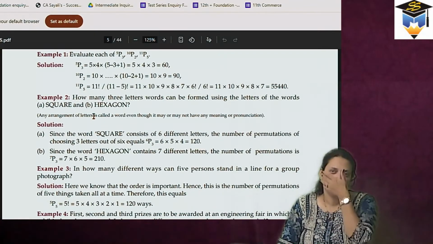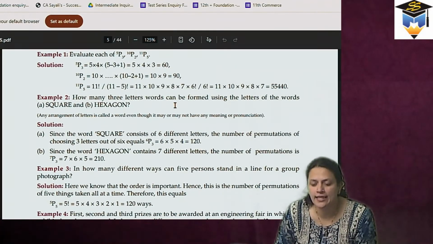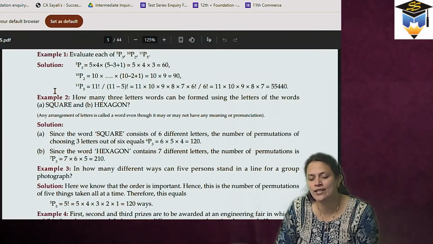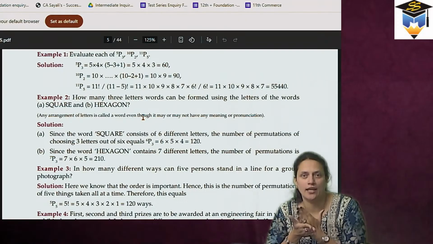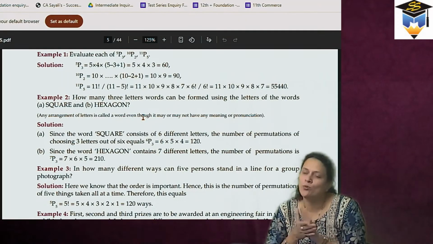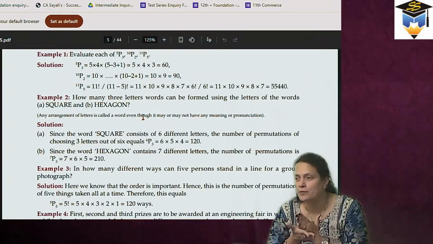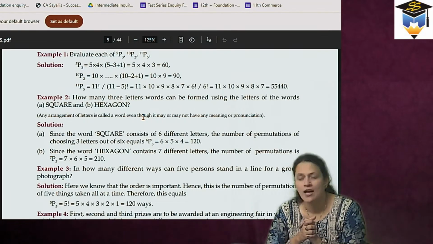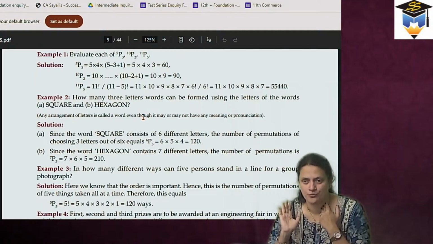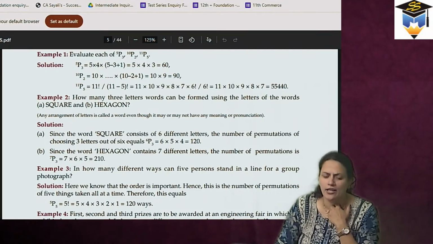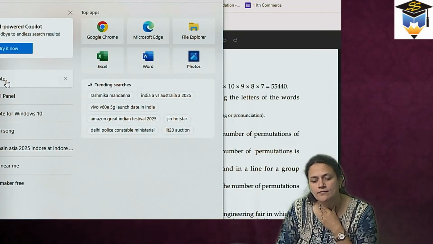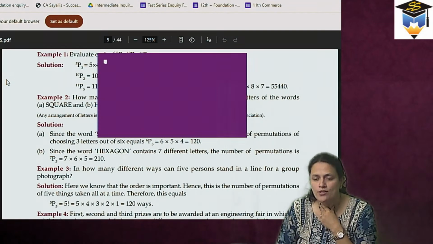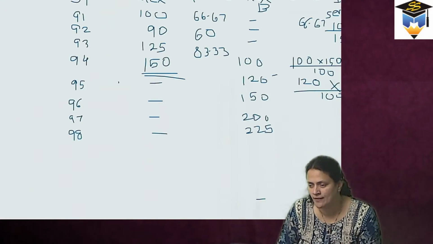See, here they have told us how many 3-letter words can be formed using the letters of the word square and hexagon. Okay, now first thing, when you see such a question, you have to decide whether this is a question of permutation or combination. How are we going to do that? I'm going to teach you. Okay. Before that, everybody, do you know what is a factorial? Suppose, first let me explain the concept of factorial before we take an example.